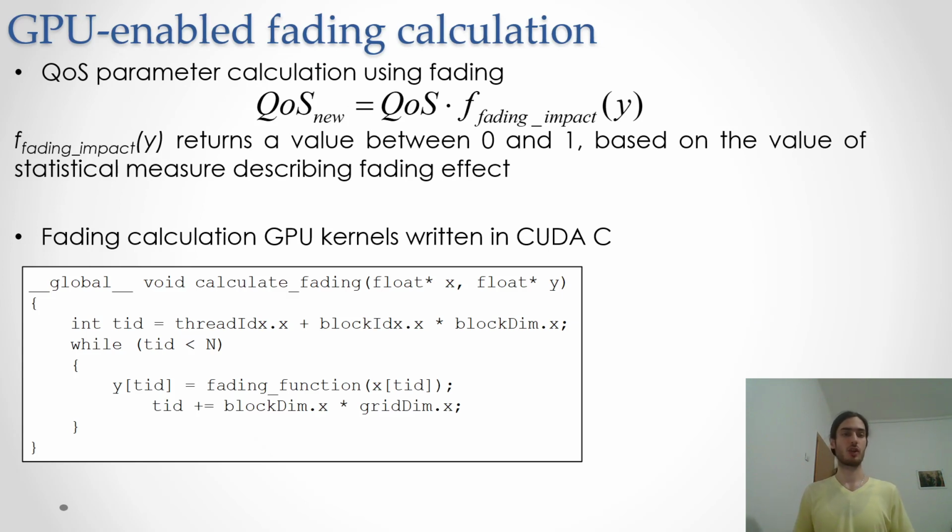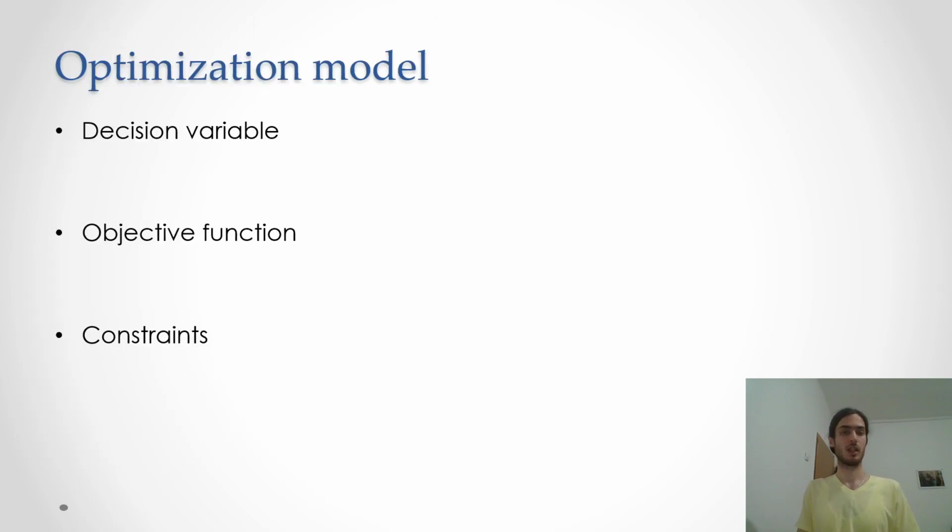Now let's see what the structure of the GPU-enabled fading calculation module is. Quality of service is calculated by leveraging fading indirectly. We multiply the previous quality of service value by a fading impact function that returns a value between 0 and 1 based on some value of a statistical measure that describes the fading effect, like outage probability. For implementation of these mechanisms, we implement GPU kernels in CUDA and C programming language, and you can see on this slide a placeholder for a kernel. The fading function in the listing represents the specific statistical measure that describes the fading effect. For each type of fading and statistical measure, we need to use a different type of kernel that implements the corresponding formula. Now let's see the optimization model.